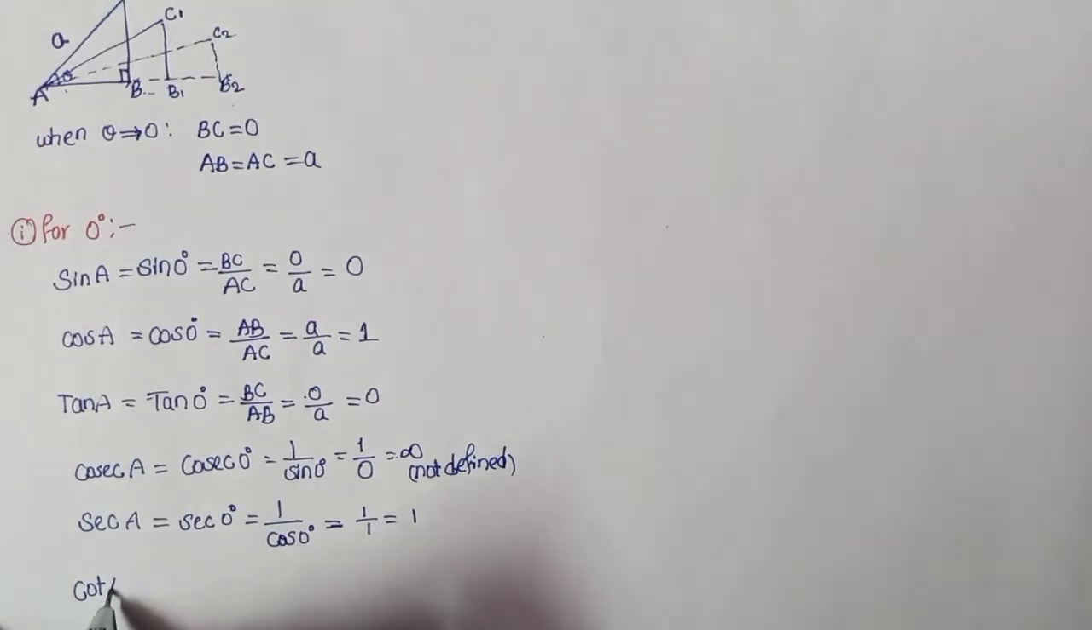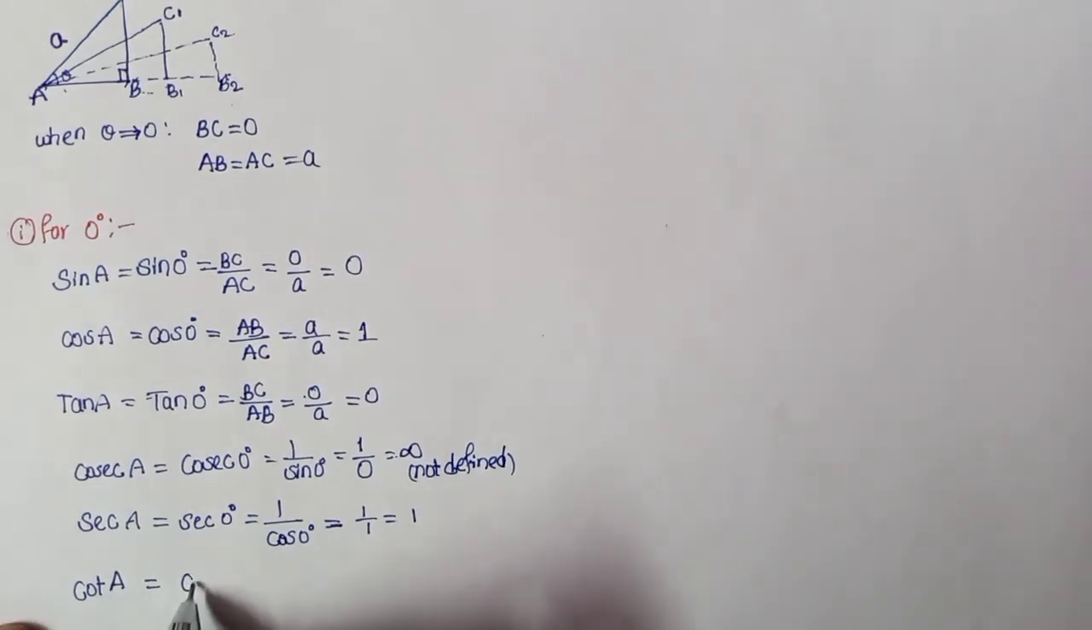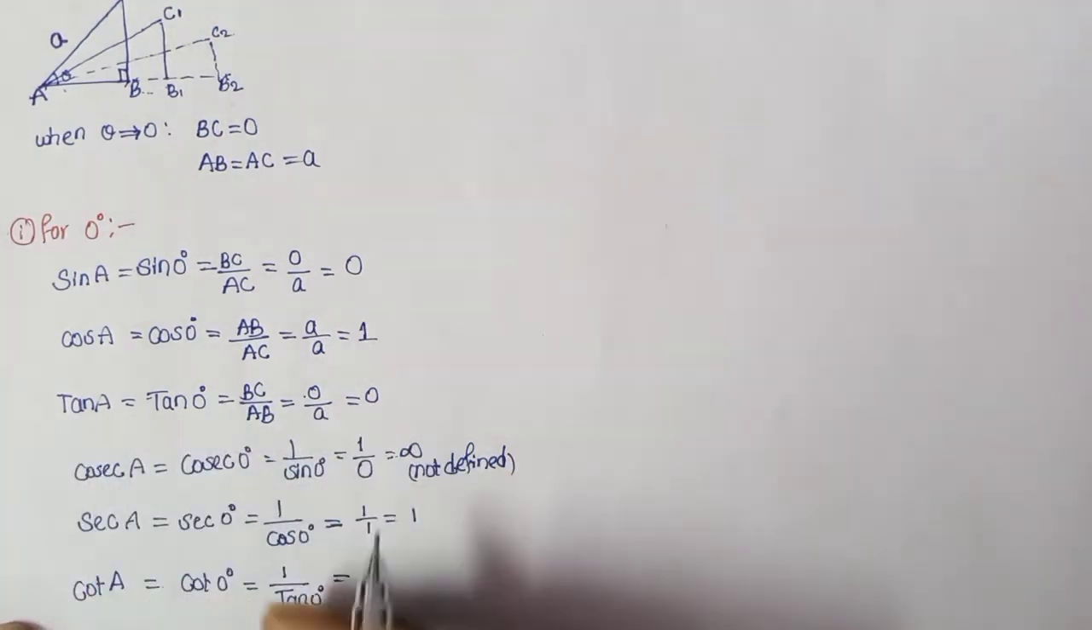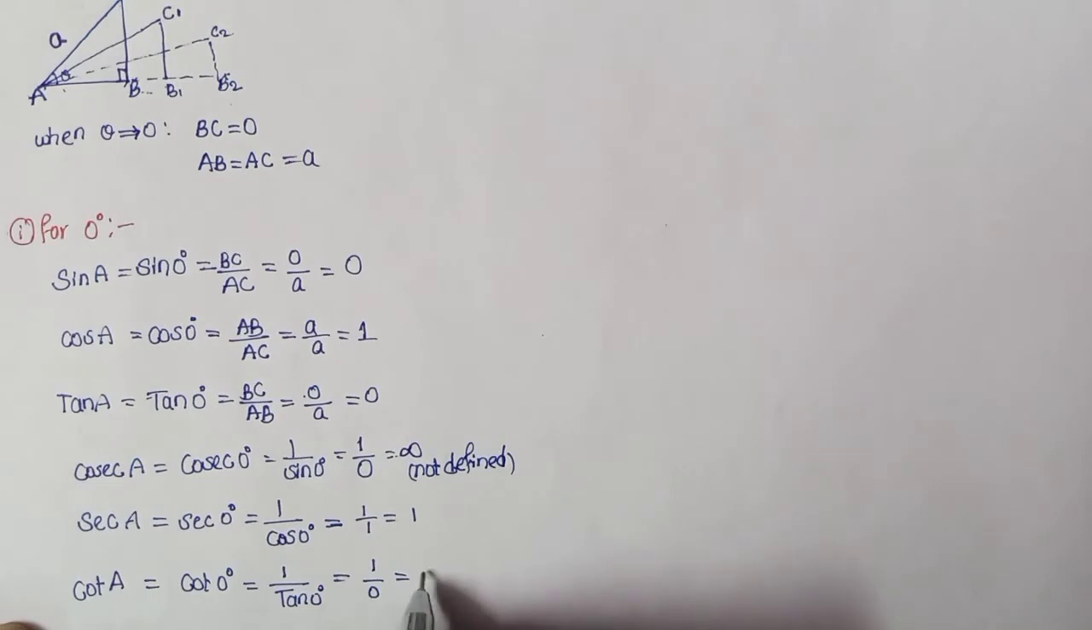Next, cot. Cot 0 degrees is equal to 1 by tan 0, which is equal to 1 by, what is tan 0? Tan 0 is 0. This 1 by 0, I already said, is infinity. This is for 0 degrees.